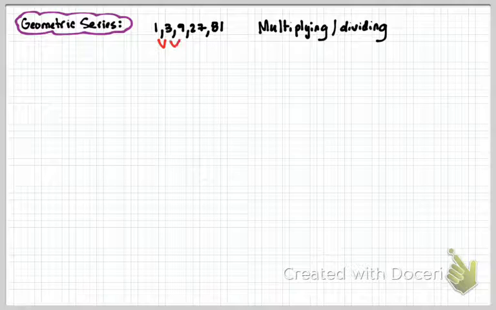Speaking of multiplying, what's the pattern with this series? What are we multiplying by? We're multiplying by 3, right?